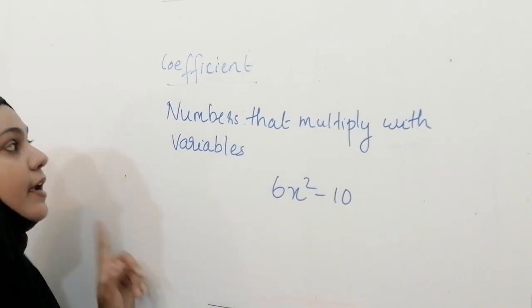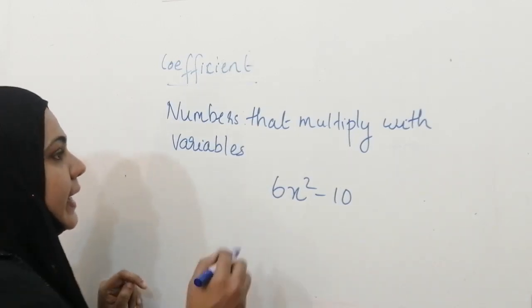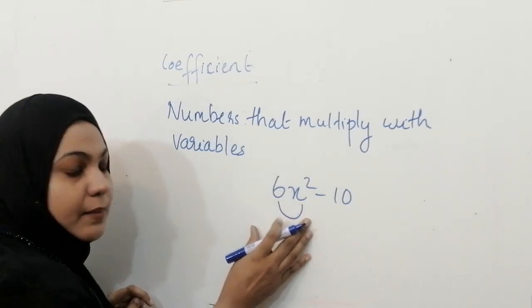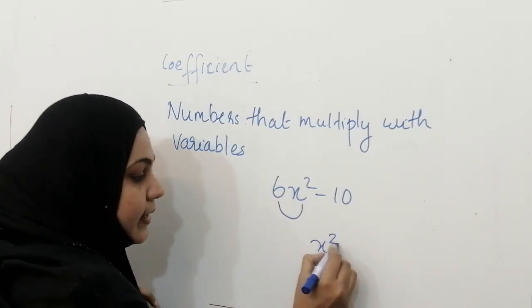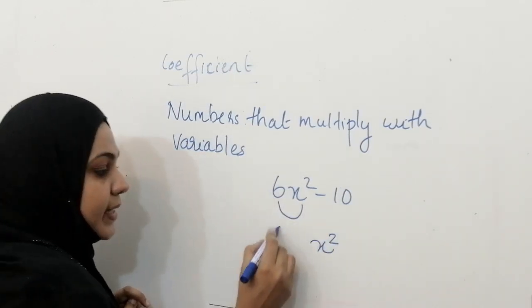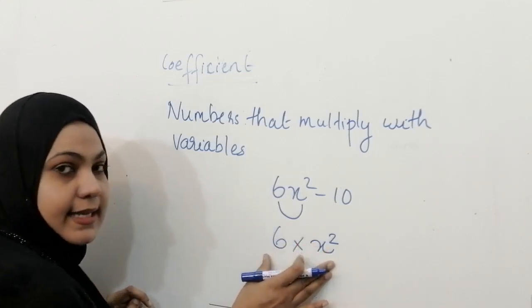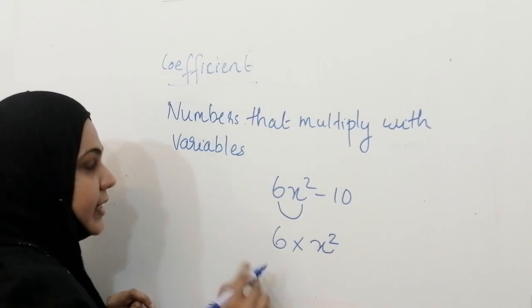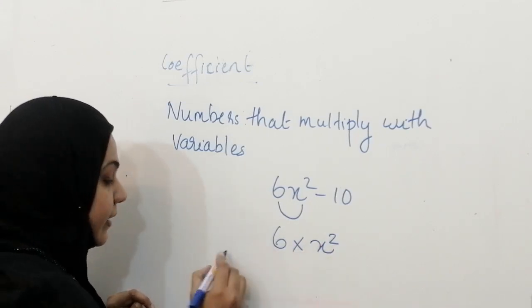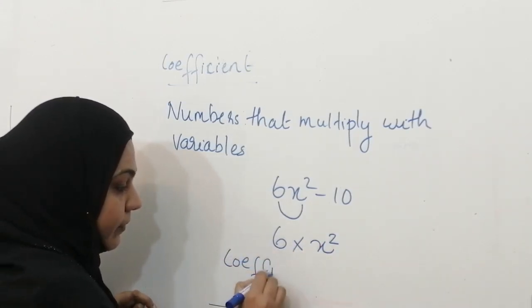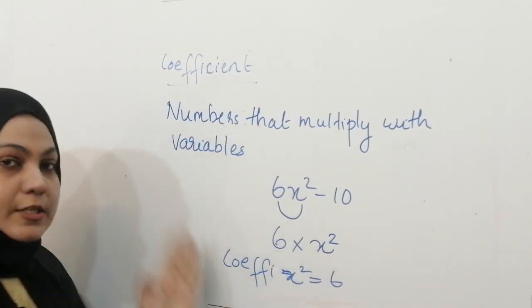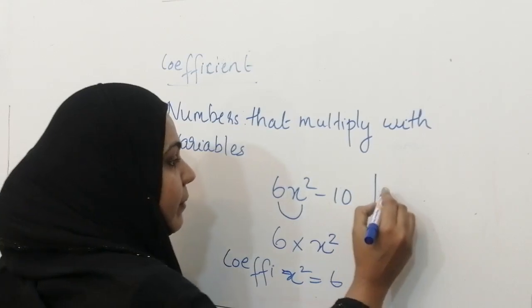So now we can see what is coefficient. Numbers that multiply with the variable. So here what is the variable? X square. So numbers that multiply. So 6 into x square is 6x square. Numbers that multiply with the variable is called coefficient. So what is the coefficient of x square? Coefficient of x square is 6. Correspondingly, we can try one more example.